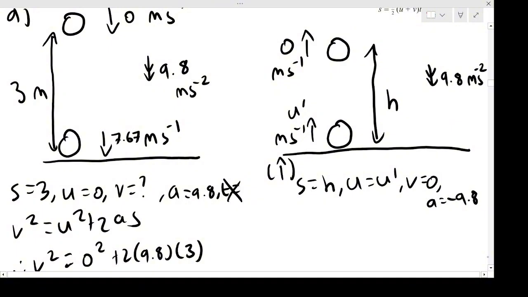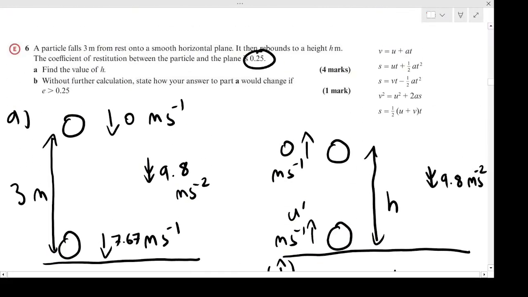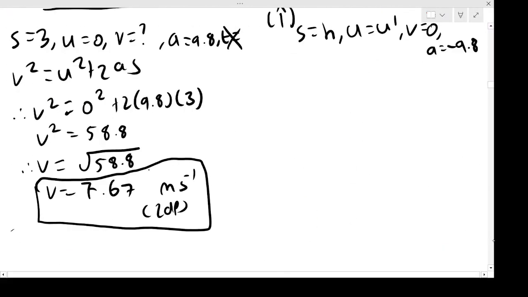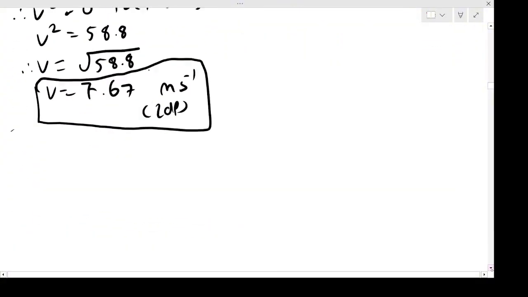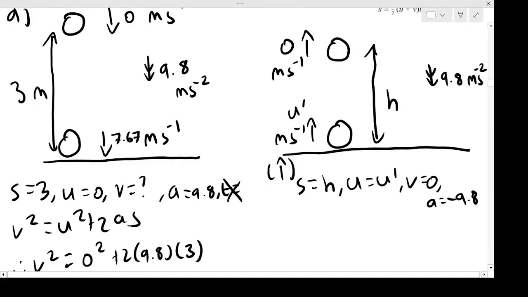So this is the information I have. Now, I want to work out H. But the issue is I also don't know the initial speed U dash here. But I can work it out because I can consider restitution. I'm told E is 0.25. That's telling me the information about the speeds before and after it hits the floor.